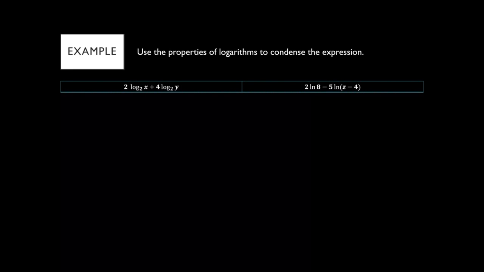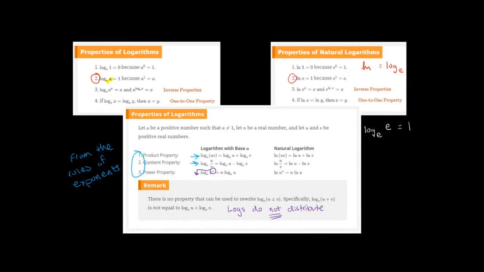So I'm going to start with the one on the left. We have 2 times log base 2 of x plus 4 times log base 2 of y. So I'm using all of these properties in reverse. I go back to my properties list. Instead of going from the left side to the right side, I now have something in the right side form and I'm going to the left side. So we're just switching the direction that we're going with these properties.